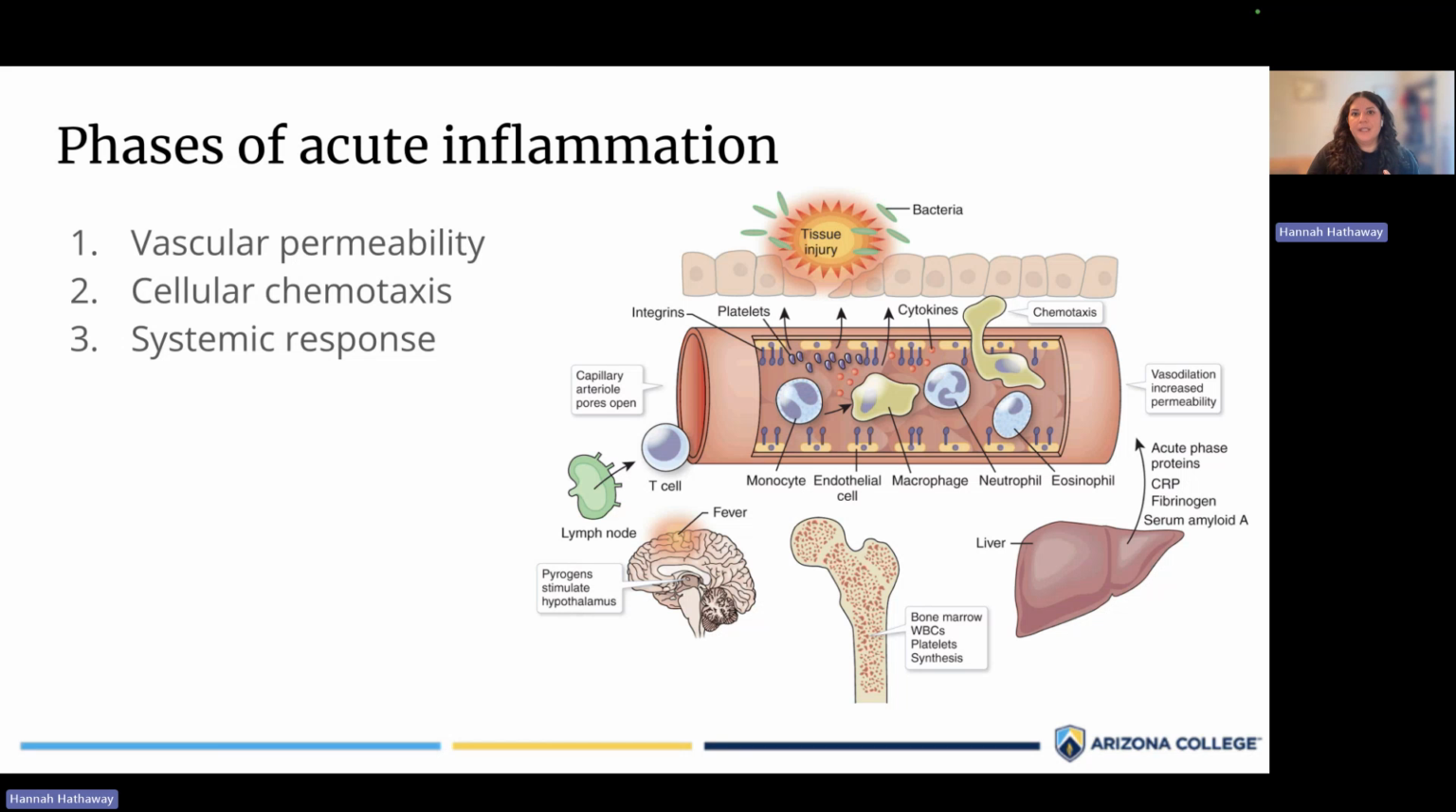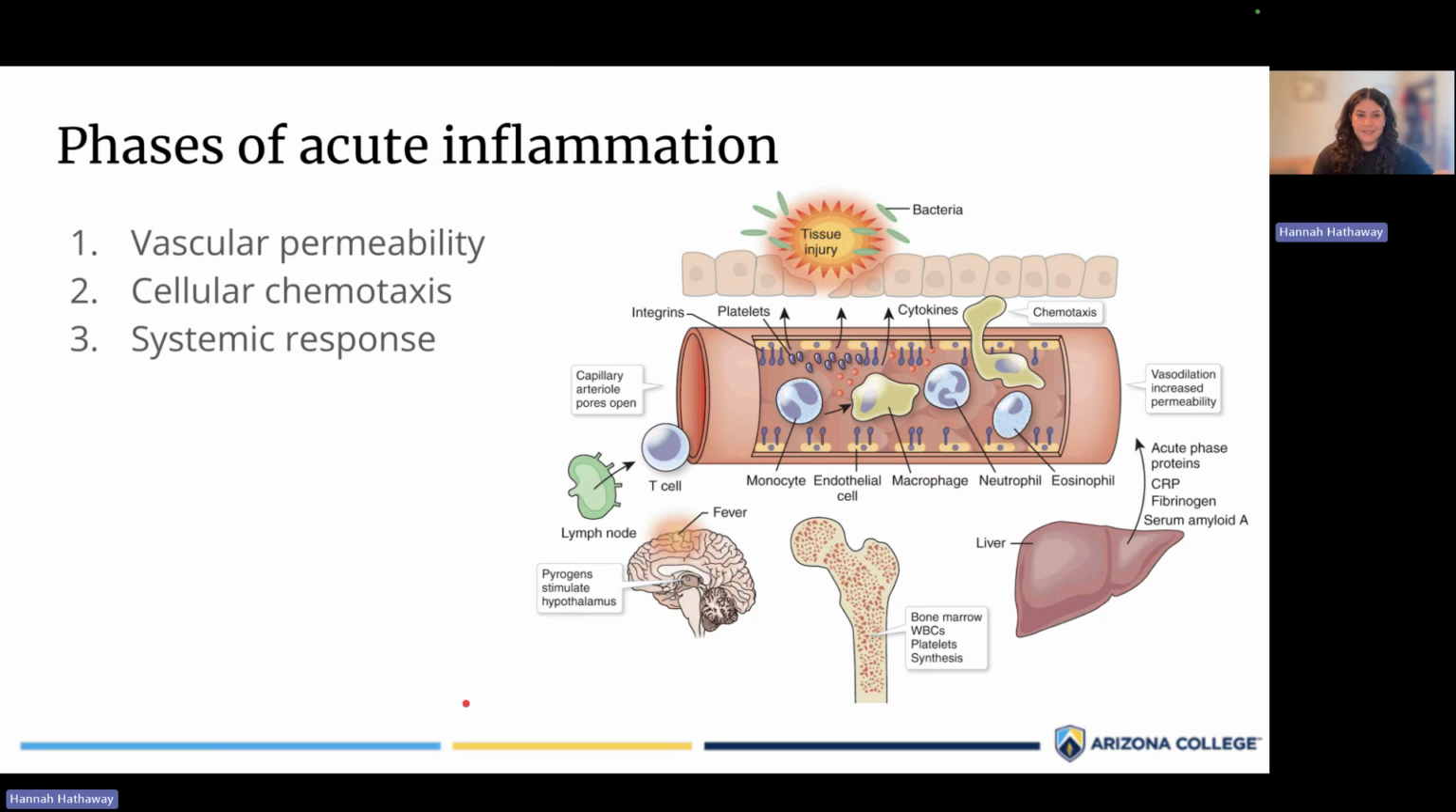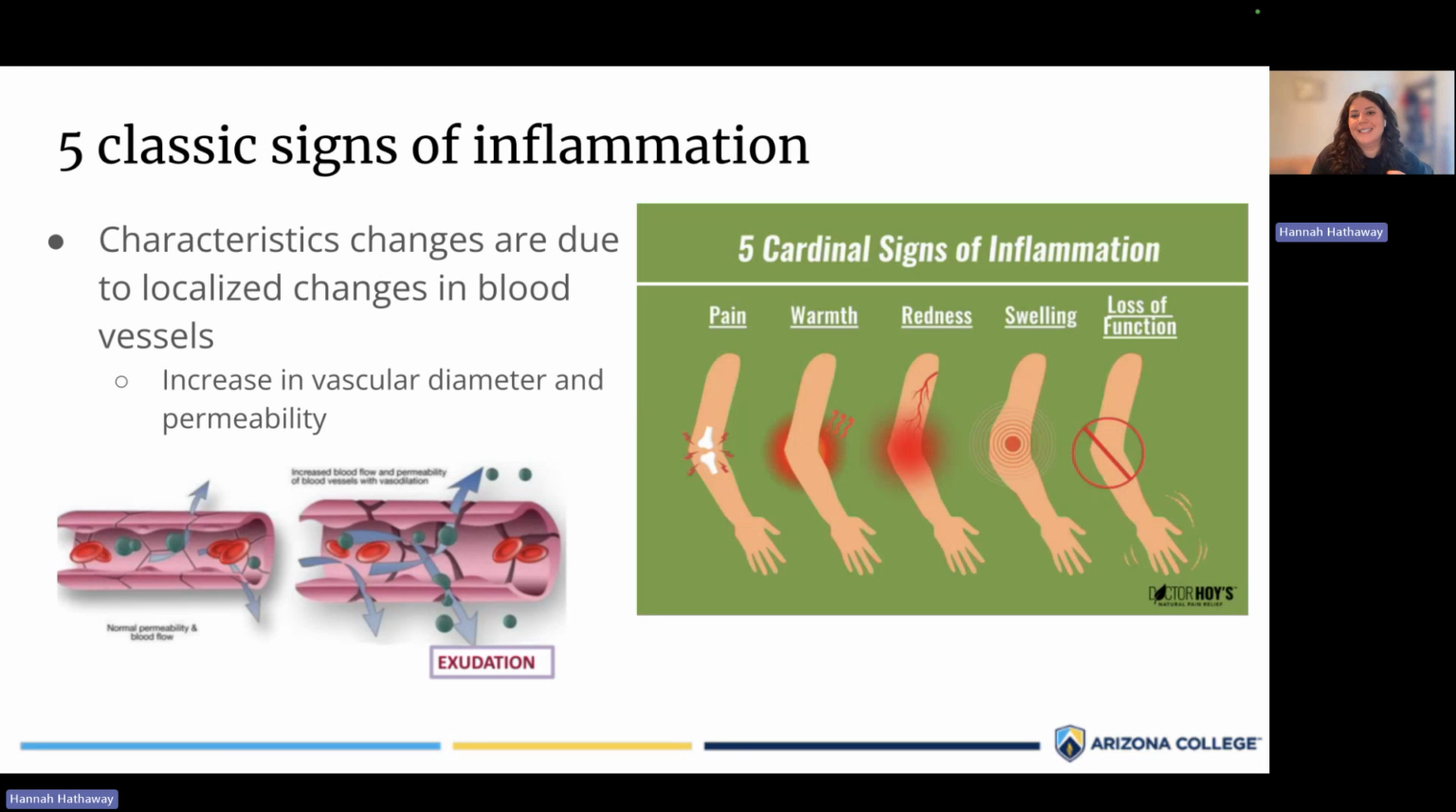So fever, that is something that can help fight infection. Something like pain, that's going to get you to stop using that injured area so that it has a chance to heal and doesn't get further damage. Okay, so these three phases cause essentially 5 classic signs of acute inflammation.